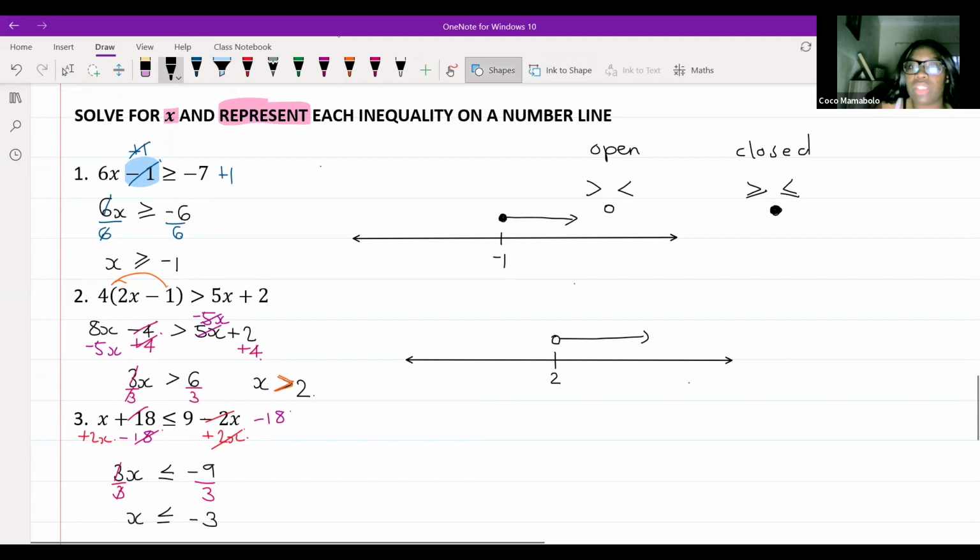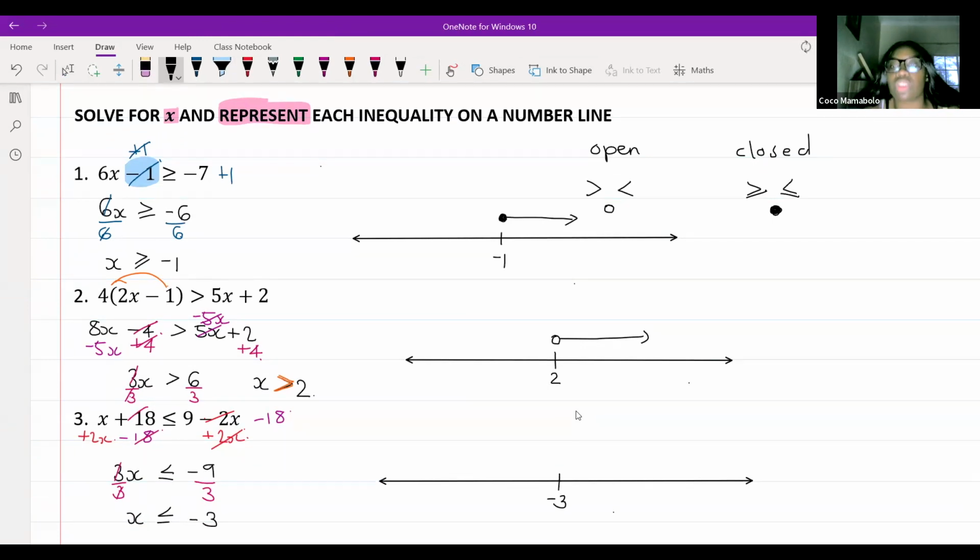All right, so let's go to our number line, guys. If we go to our number line, we know that we are at negative 3, open or closed dot? Closed dot. But this time, my mouth opens towards negative 3. So negative 3 is the bigger number, which means my sign must look to the left. That's it. My arrow must look to the left.